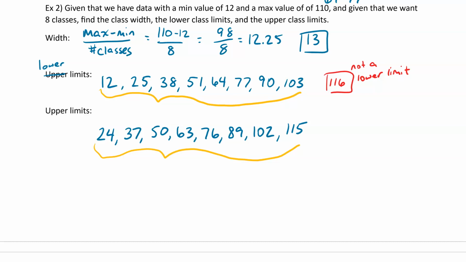Now, for the record, if you notice, that upper limit actually goes above our max, but that's perfectly fine. So our last class would be 103 to 115. But that's perfectly fine because our max of 110 can go in there at least. That's what we're primarily concerned about, is getting classes that are big enough to make sure that all of them fit, and that we don't have just any extra classes left over at the end that nothing would actually go into. So since our 110 does go into that last class, that is perfectly fine.